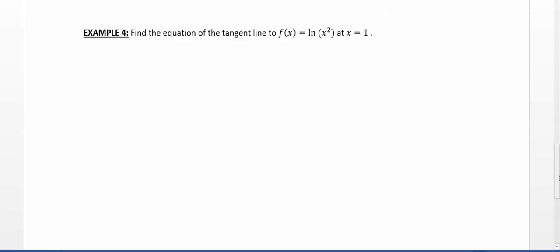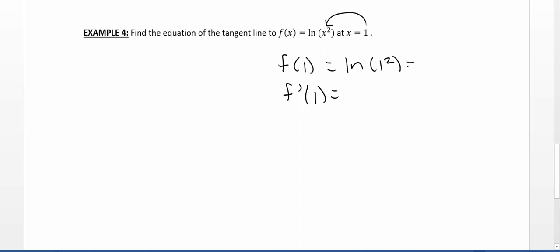Let's look at another one. Example 4. Find the equation of the tangent line to f of x equals the natural log of x squared at x equals 1. So again, when we want to find the equation of a tangent line, we need the point value and the derivative value. So to get the point value, we need to plug a 1 into the function. So we're going to have the natural log of 1 squared, which is the natural log of 1, and the natural log of 1 is 0, which means the point that we're considering is (1, 0). So that's where our tangent line touches, and that's the point shared by the function and the tangent line.